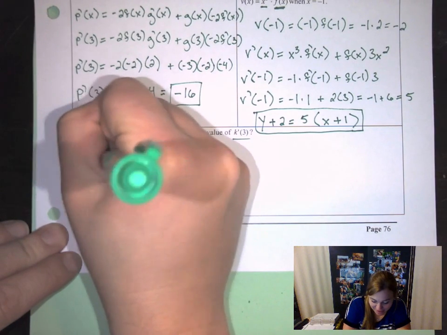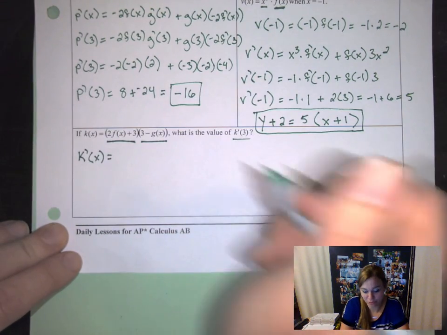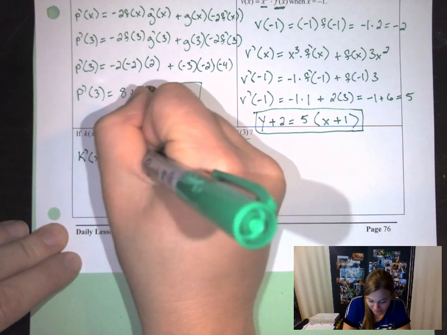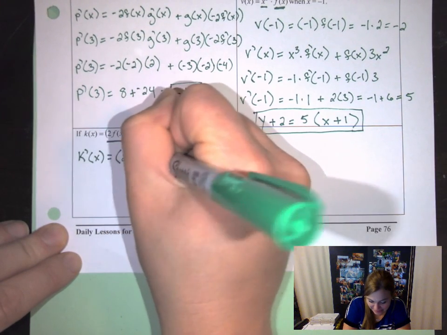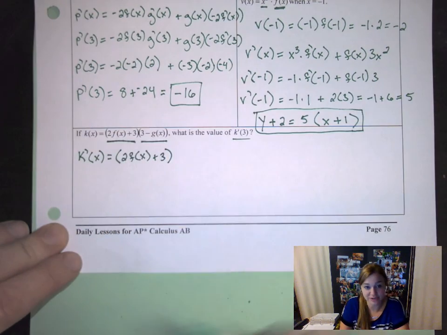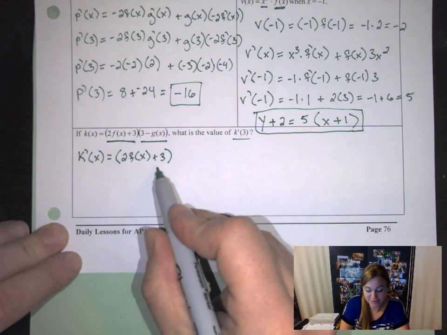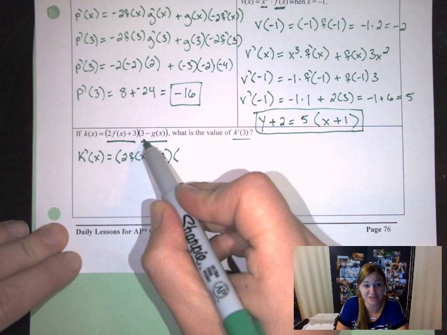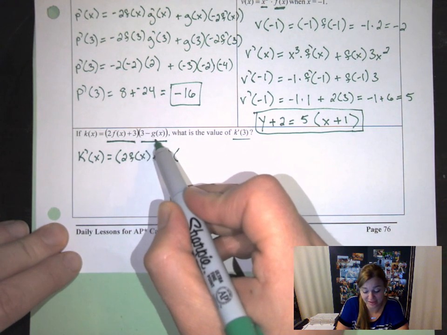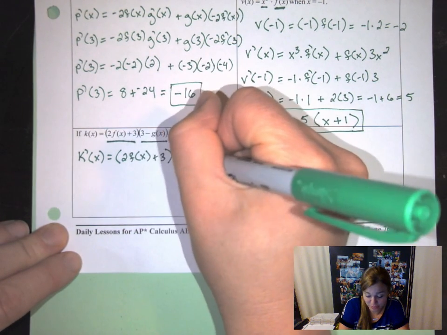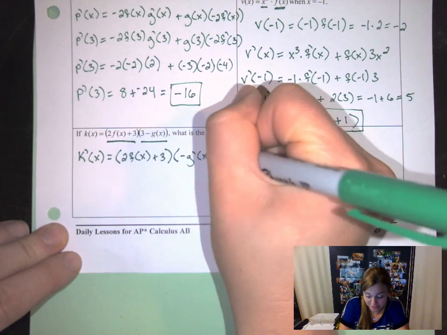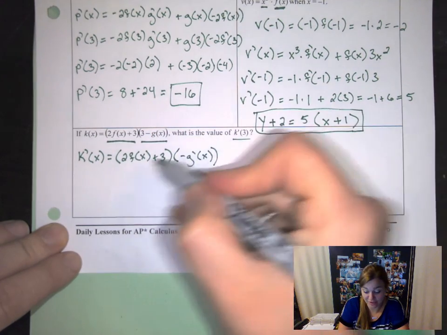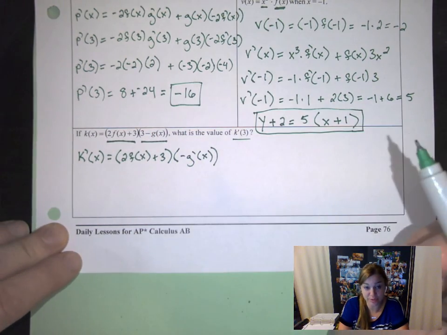K prime of x is going to be, and we have to be careful with parentheses, but I'm going to say first. So I'm writing down exactly like it is, the whole first function, first times the derivative of the second. So I have another parentheses. The derivative of 3 is just 0, so I don't have to do anything with that. Minus g of x would be minus g prime of x. And that's it. So I've got this whole first function times negative g prime of x.